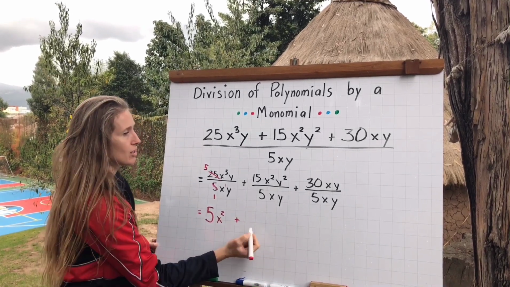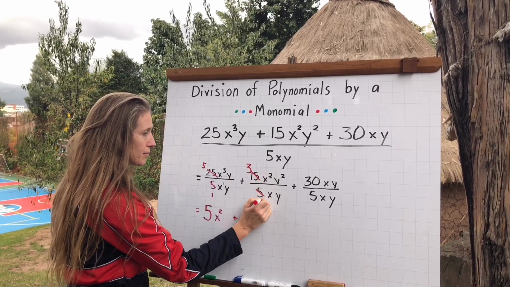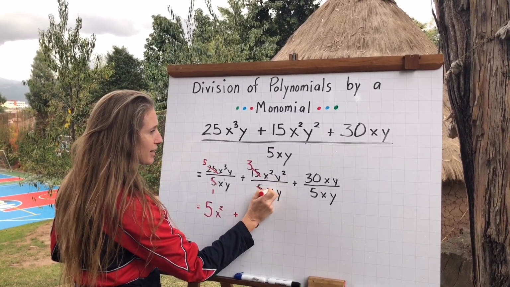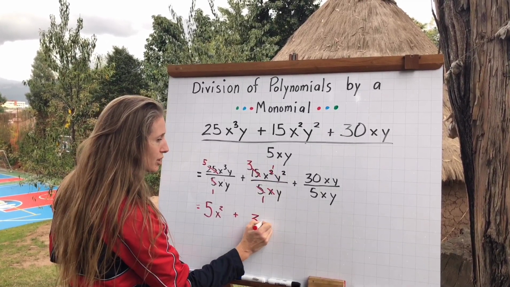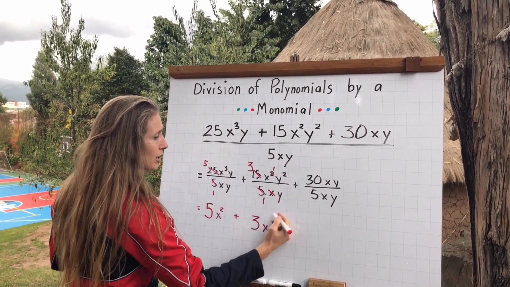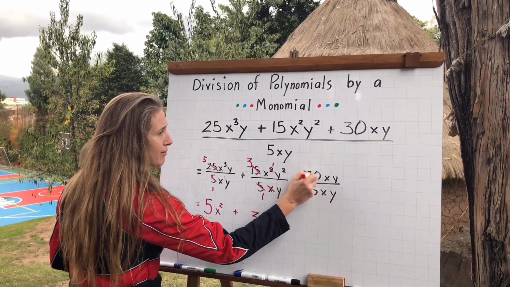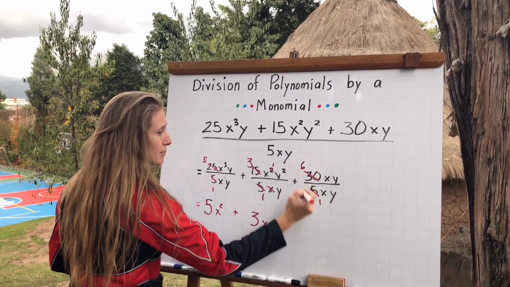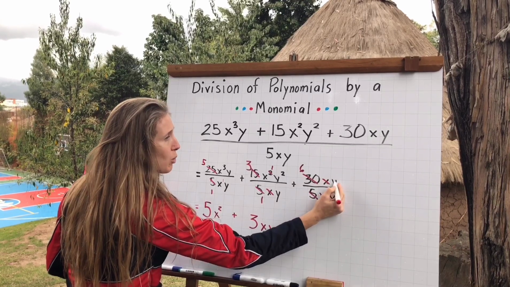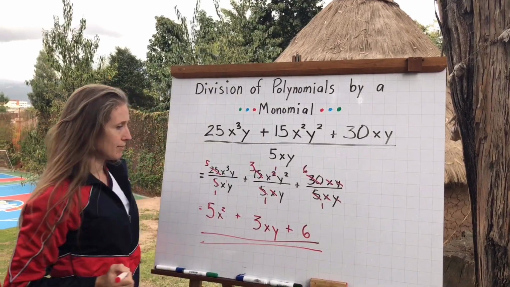Plus, next term, 15 over 5 simplifies to 3. X squared divided by x would simplify to x to the first power, or just x. And we have y squared over y, so y to the 2 minus 1 would leave us with y. Plus 30 divided by 5, that would give us 6. X divided by x, that would be 1. And y divided by y, that would be 1. So this would be our final solution.